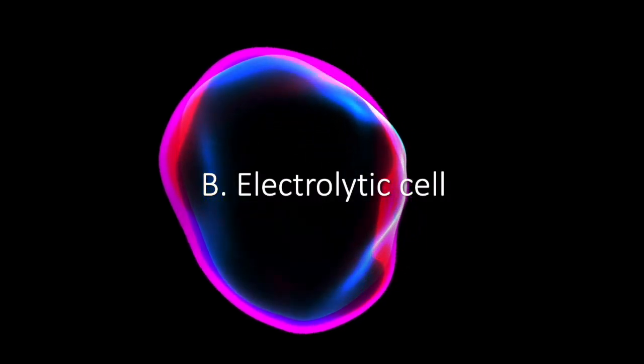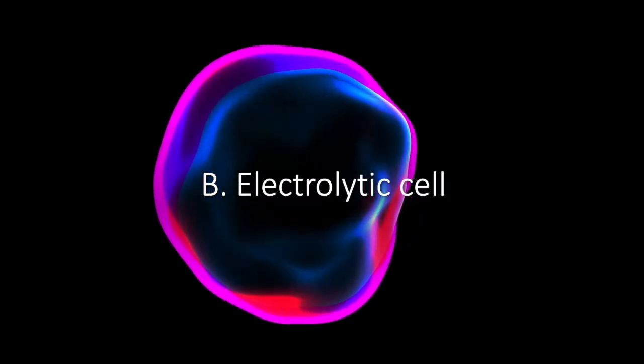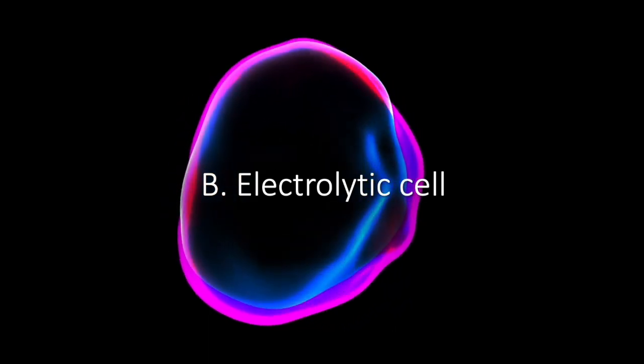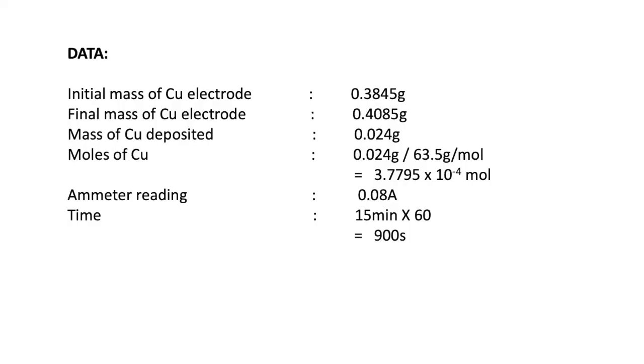Okay, kita teruskan dengan eksperimen B, which is electrolytic cell. Mari kita lihat data yang madam dapat. Madam ada initial mass of copper, and then we got the final mass. So mass of copper deposited selama kita buat electrolysis tu, sebanyak ni yang madam dapat, 0.024 gram. So if I convert this 0.024 gram to moles, I get this one. So ini adalah dia punya moles. Alright, ni moles, sangat penting ya.